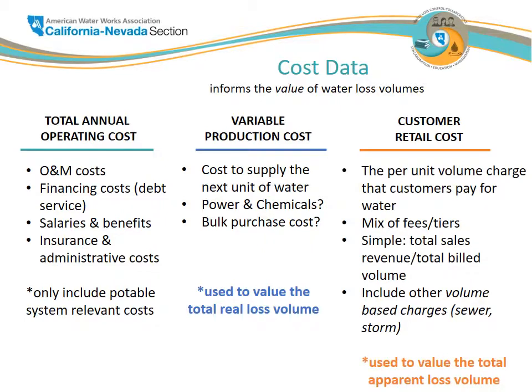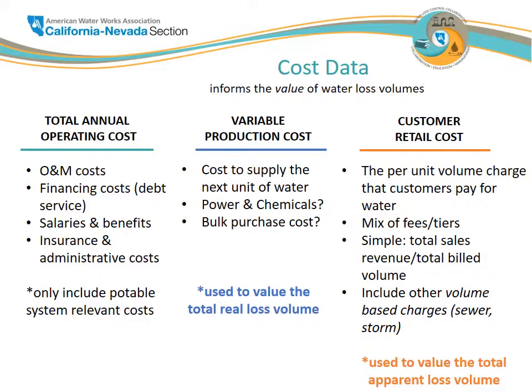Lastly, the last cost information that the water audit asks of us is a customer retail cost. Again, here zooming out, this is the value that we're going to use to assess the total cost of our apparent loss volume. So this is going to be an average cost of water for our customers. Remember, we're losing that water at the transfer of volume to the customer, so we want to make sure we're valuing that water loss at the customer cost.